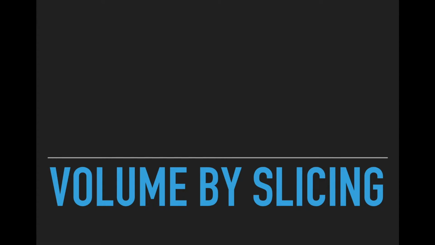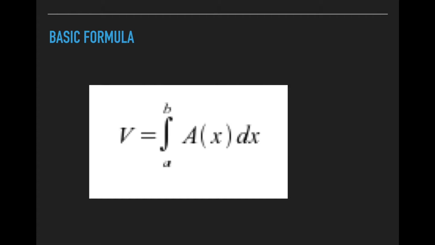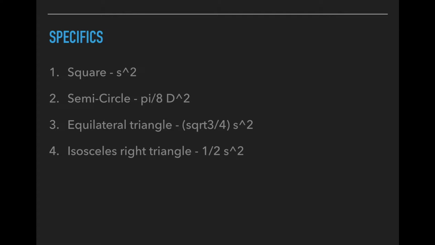The main concepts we want to go over with volume by slicing all start out with this basic formula, which reads: the volume is defined by the integral from a to b of our A(x) function, dx, of course. So now after that, let's break down the specifics that we'll be using to manipulate this formula to specifically solve our volume by slicing problems.